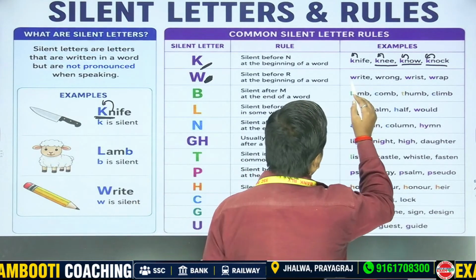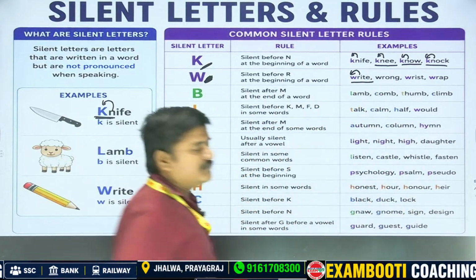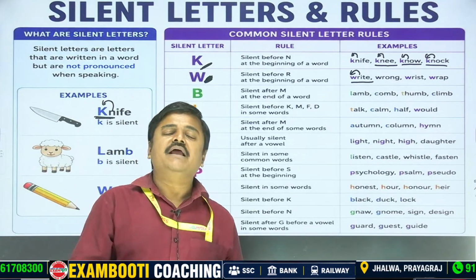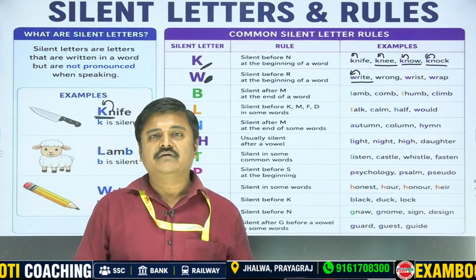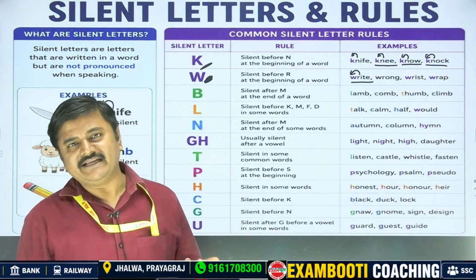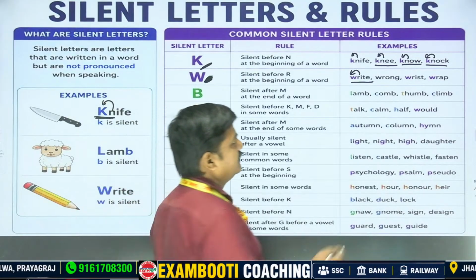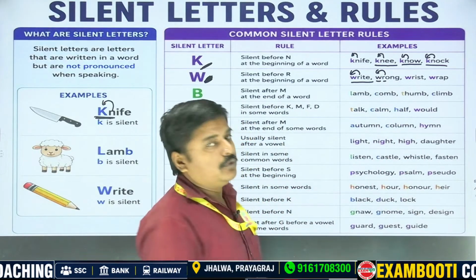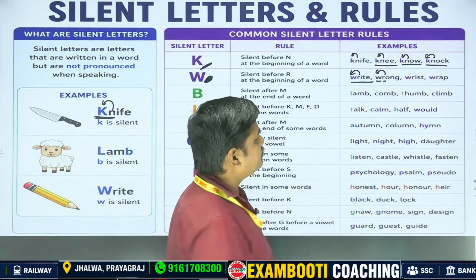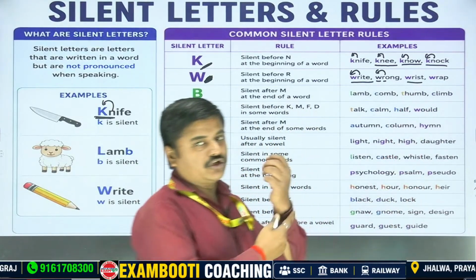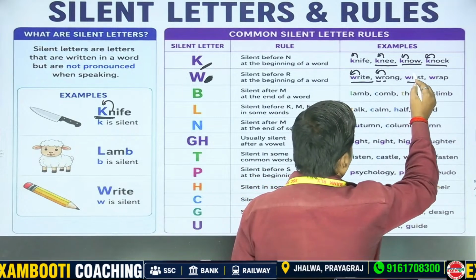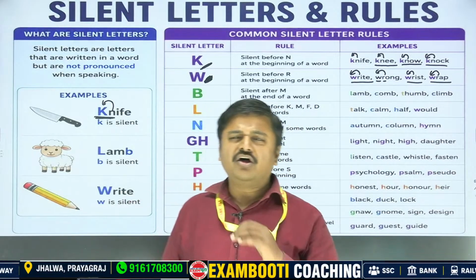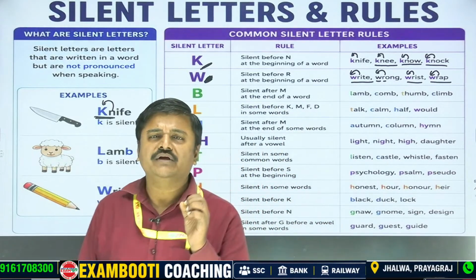Like in write, W comes before R in write. So we have to pronounce it, spell it like there is no W. R-I-T-E, right, and W-R-I-T-E, right as well. Wrong, W-R-O-N-G. Now here too, W comes before R. In wrist, like wristwatch, W comes before R, and wrap, W comes before R. In all these words, W is silent.